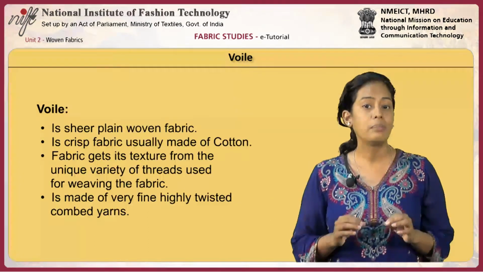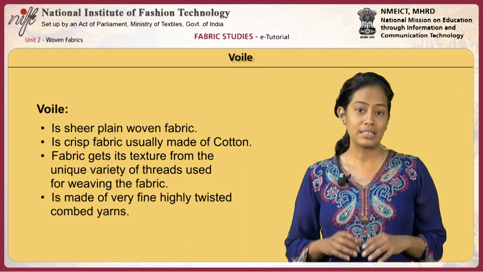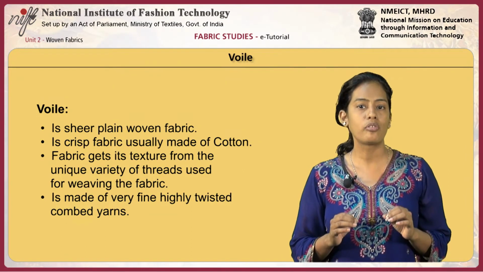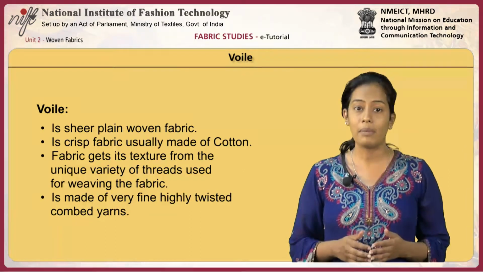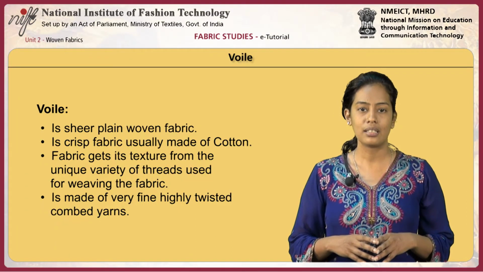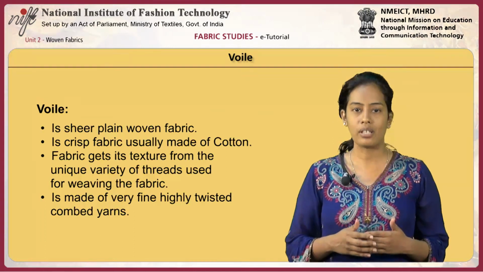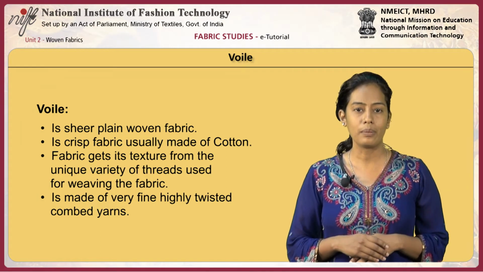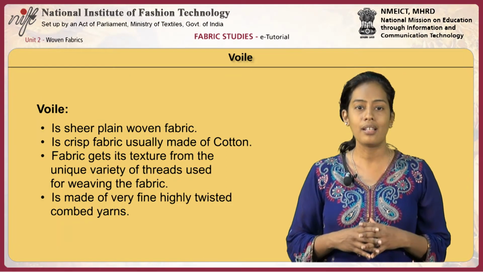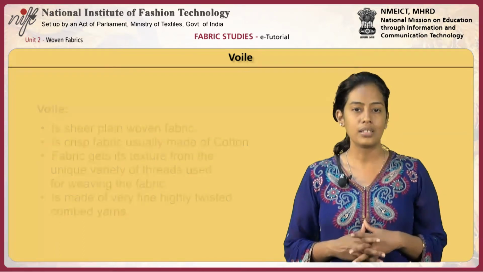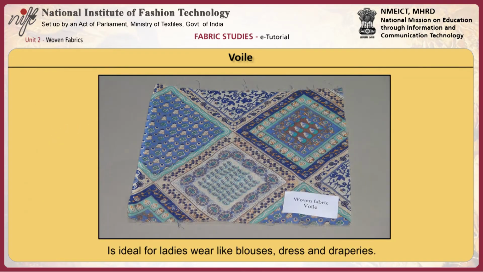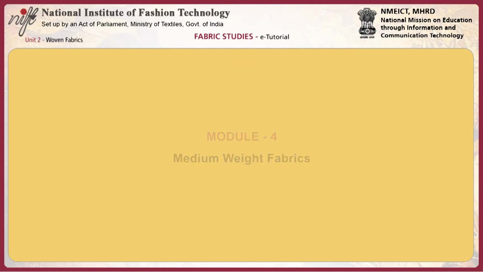Voile is a sheer plain woven fabric. It is crisp fabric usually made of cotton. Nowadays they are made in different fiber contents. The fabric gets its texture from the unique variety of threads used for weaving the fabric. It is made of very fine, highly twisted combed yarns. Sheer cotton texture makes it ideal for ladies' wear like blouses, dresses and for draperies.